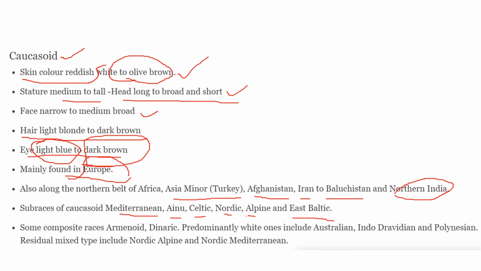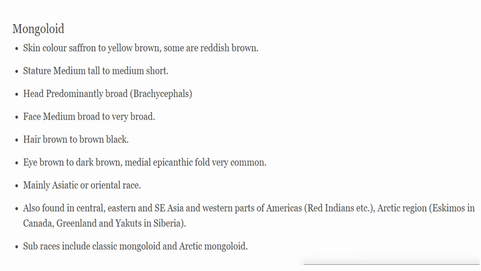So the race can be determined with the help of skin color, their heads, their nose, their skulls, and their physical traits, meaning their height. Such types of physical traits are concerned with each and every type of race. This is the second important type of race observed in the world.